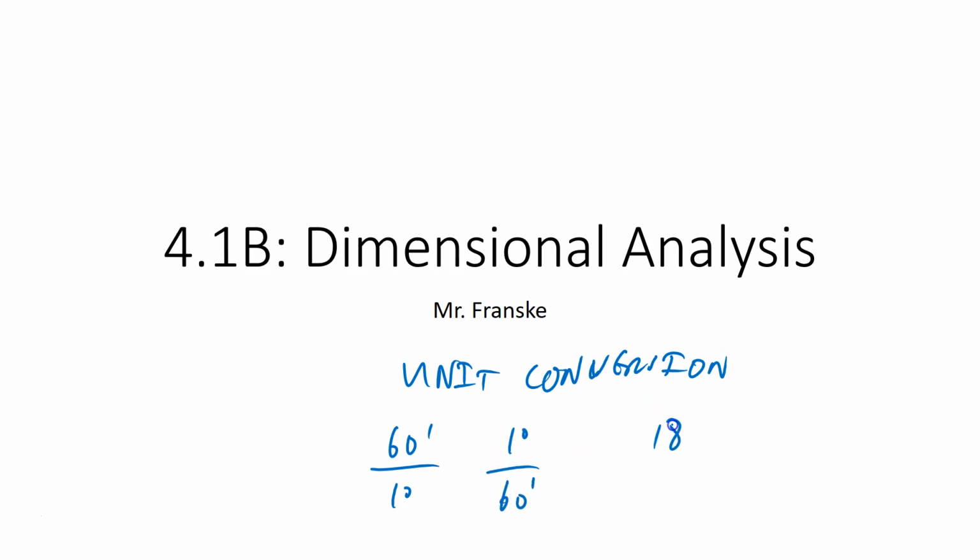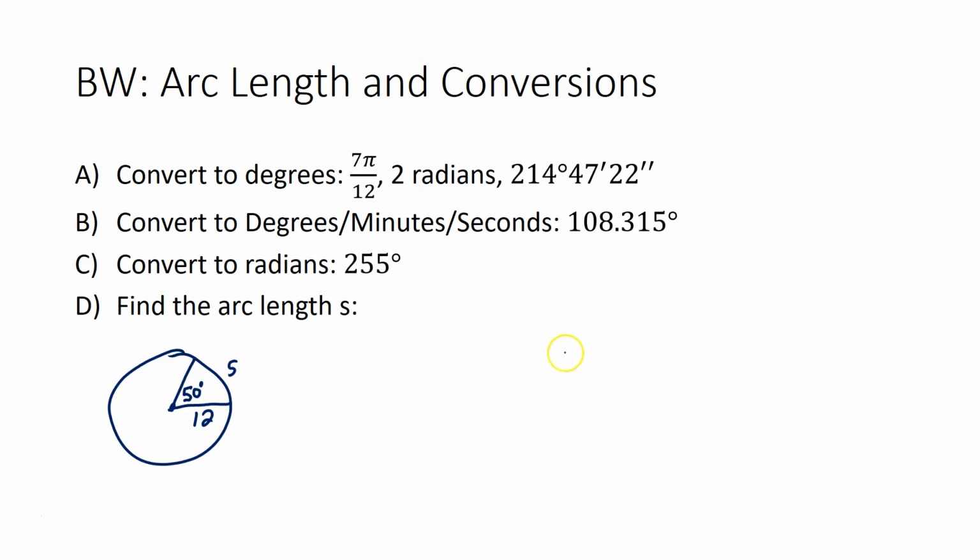We dealt with 180 degrees to pi radians, or pi radians to 180 degrees, and this is just the tip of the iceberg. There are an infinite number of unit conversions in the world, and we're going to touch on a few more of them today having to do with rotational kinematics. So it's a little bit of physics, actually, which is kind of cool. All right, so first let's do some bell work.